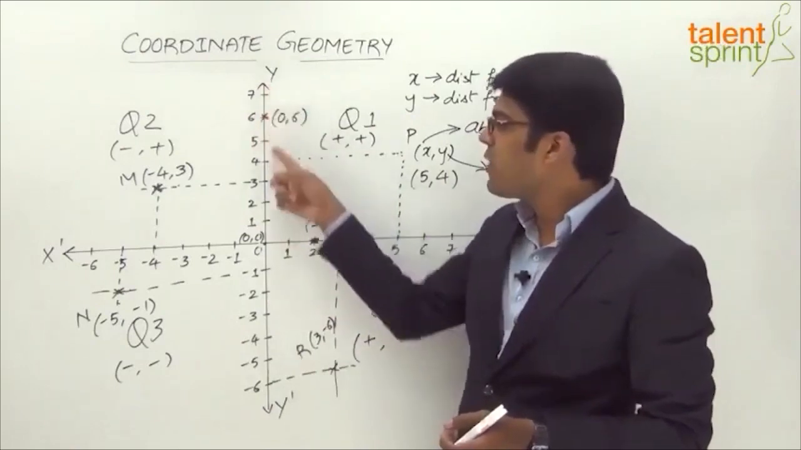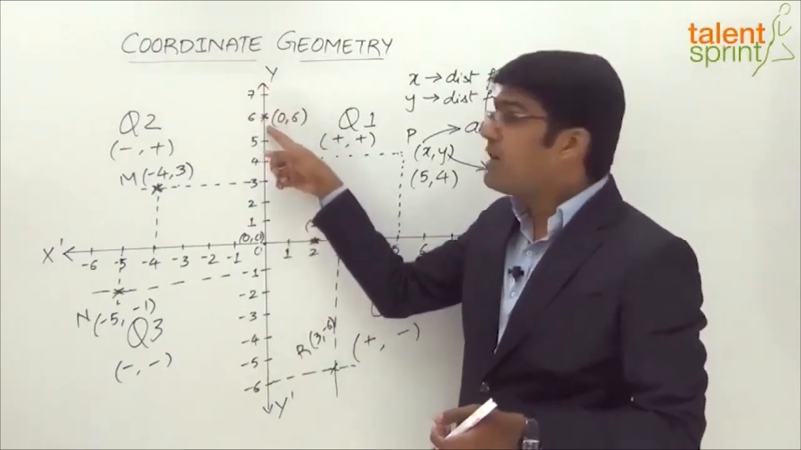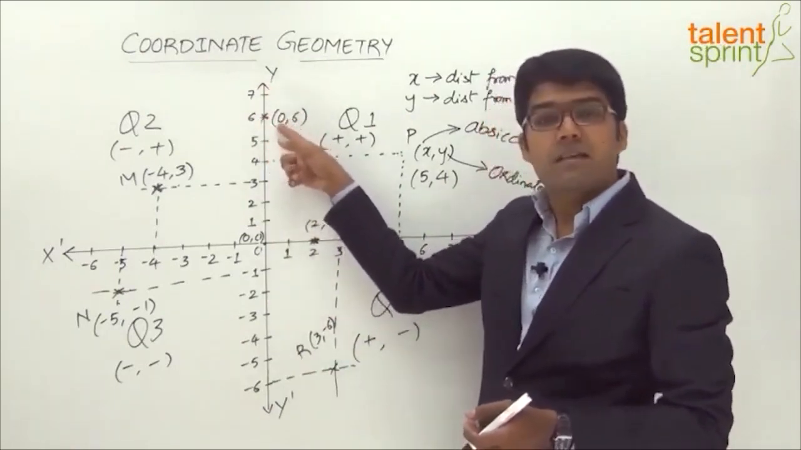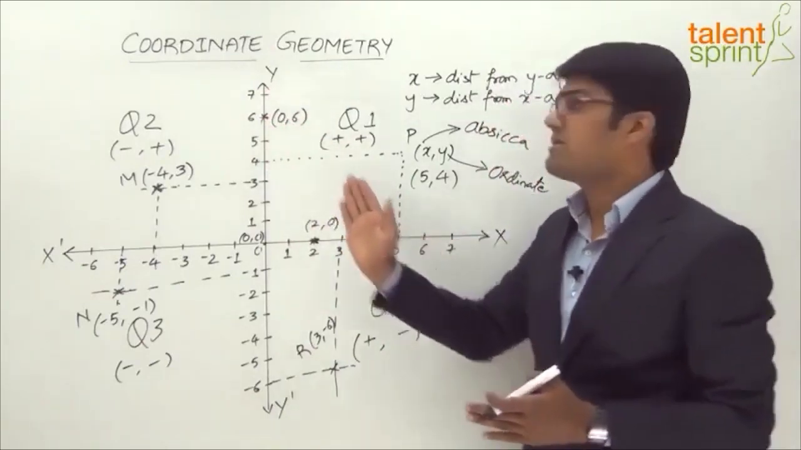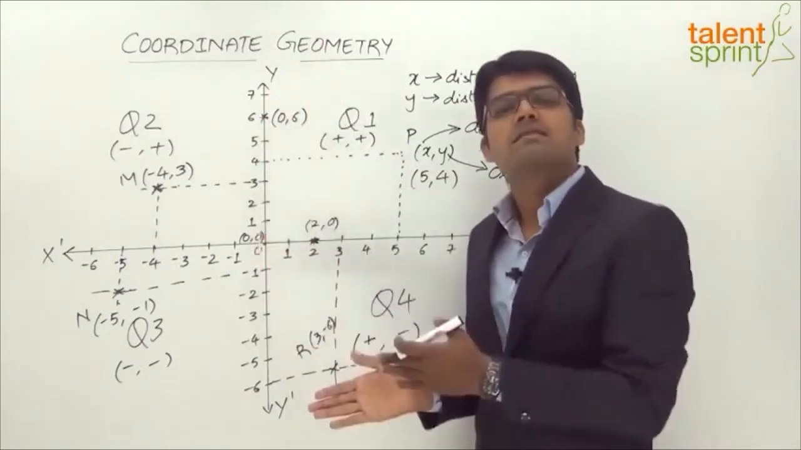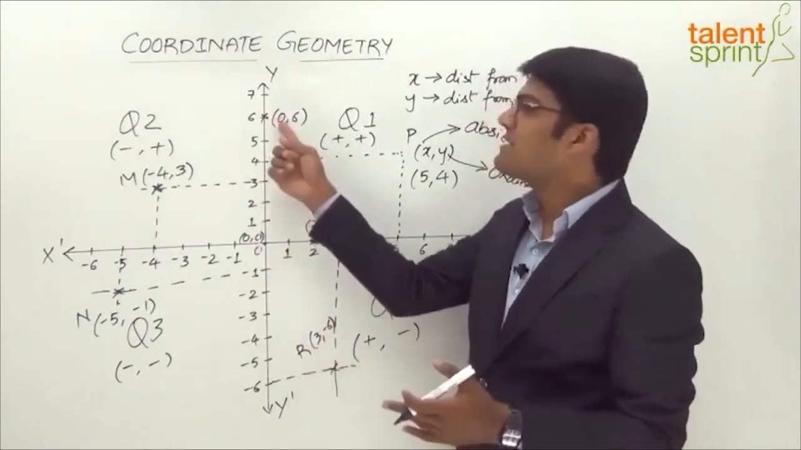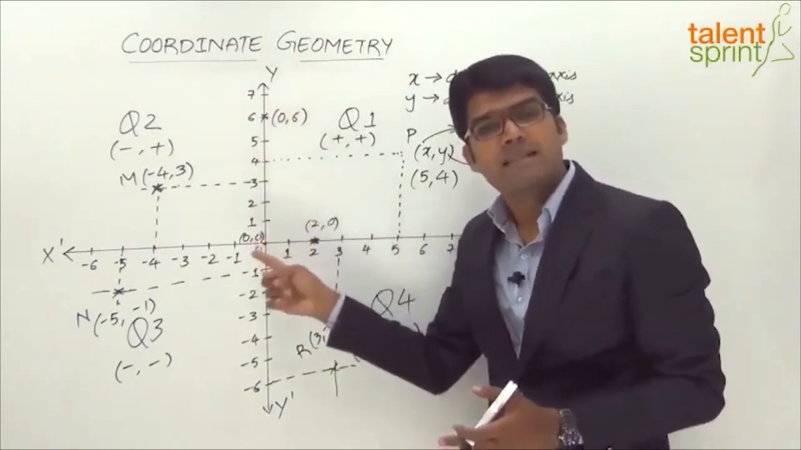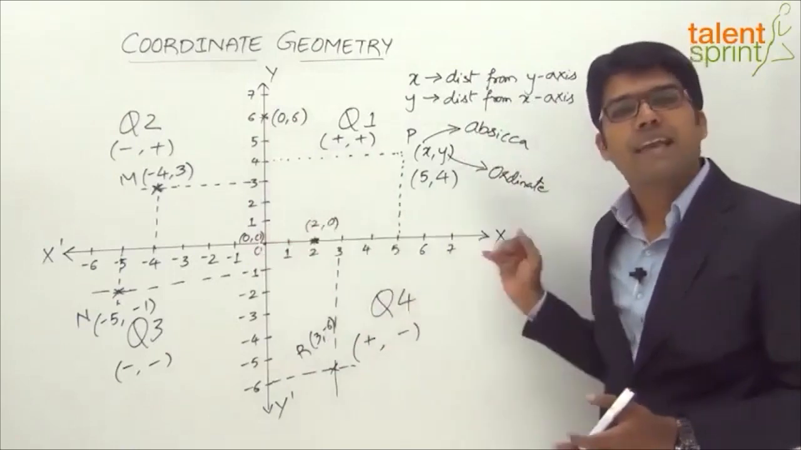Yes or no? If you look at this point, it is on y-axis. What does x indicate? What does the abscissa indicate? The distance from y-axis. Now since the point itself is on y-axis, its distance from y-axis will be 0. So abscissa is 0 for a point on y-axis. Ordinate is 0 for a point on x-axis.